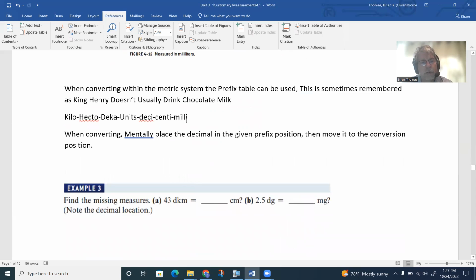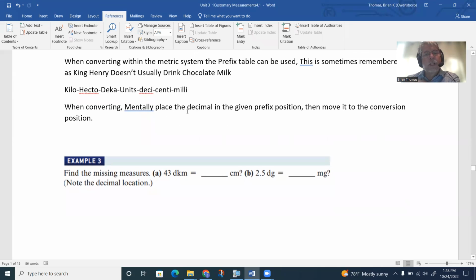This is sometimes remembered as a little phrase or an acronym. King Henry doesn't usually drink chocolate milk. If you recall back in the day when you learned this in elementary school, it's still a good way to remember the prefix table. King Henry doesn't usually drink chocolate milk stands for the prefixes kilo, hecto, deca, units, deci, centi, milli. So when converting within the metric system, it's all about knowing King Henry.